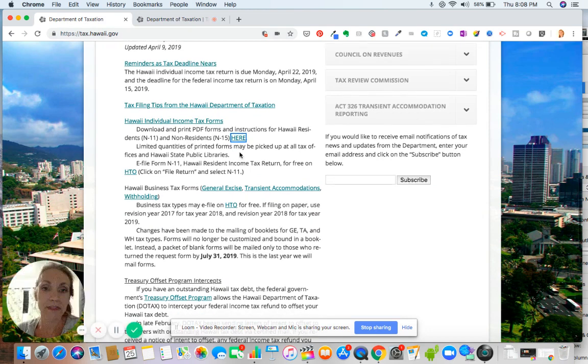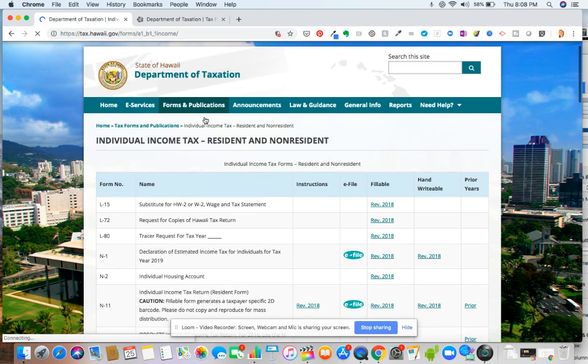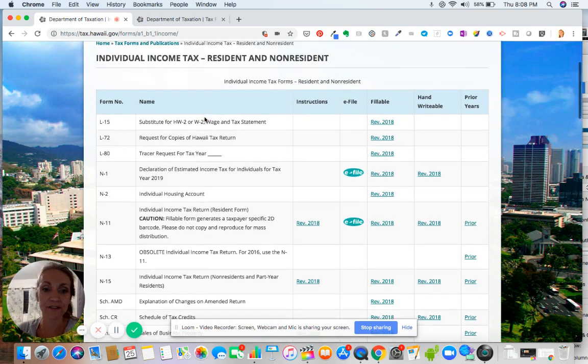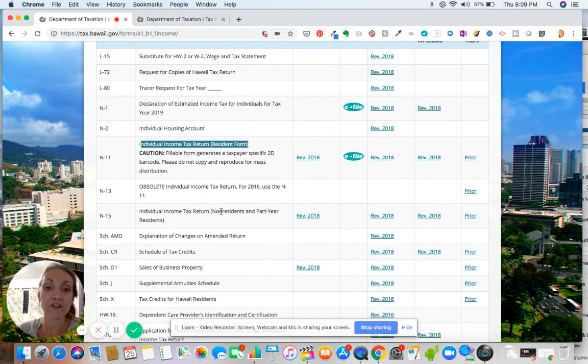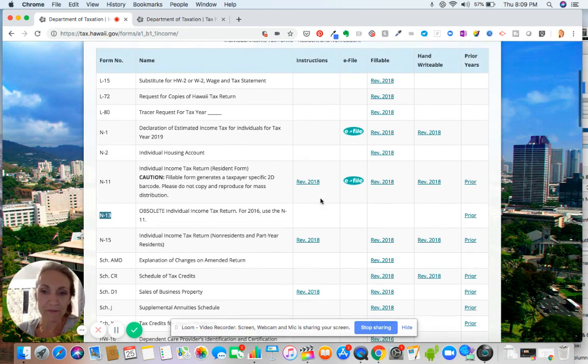When you click this link, individual income tax forms, we'll click the Hawaii individual income tax forms. Now you can see there's a listing here of the forms, and you can see individual income tax return resident form. It's N11. Then they have non-resident and part year residents, N15, sorry. I believe part year and non-resident used to be separate returns, and like most states, they combined them onto the same, but I'm just going from memory.